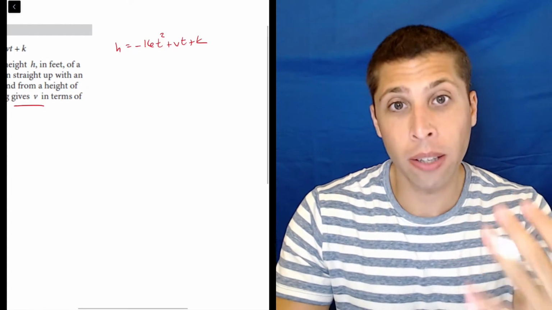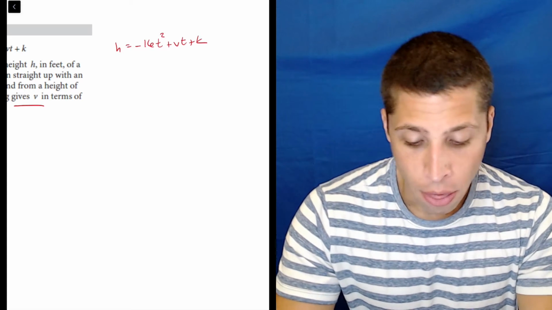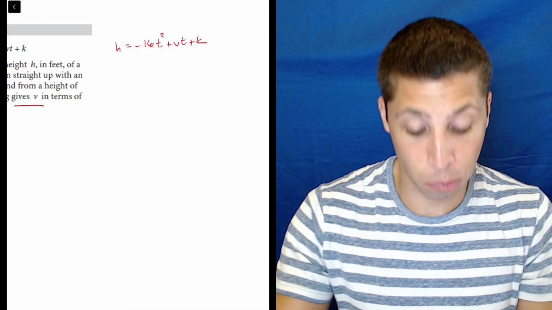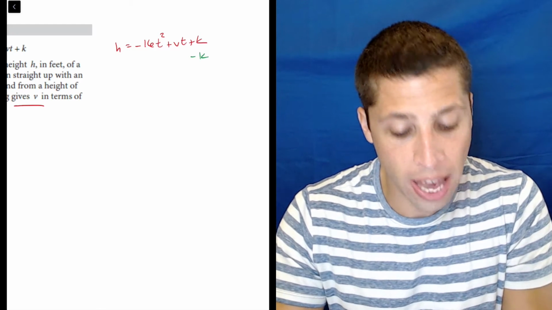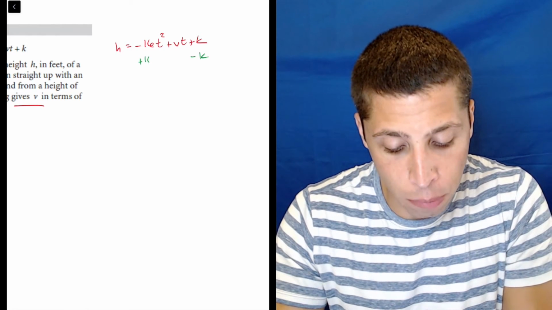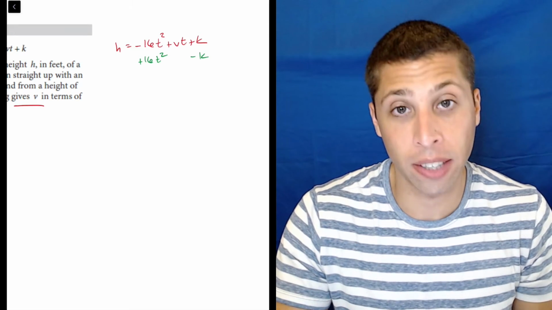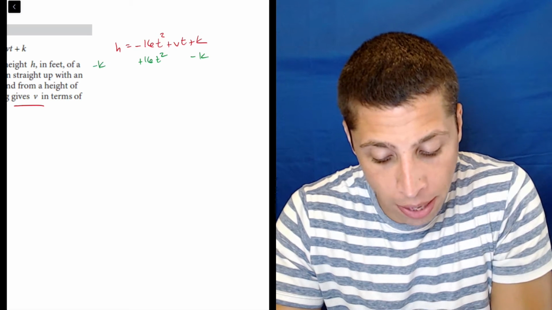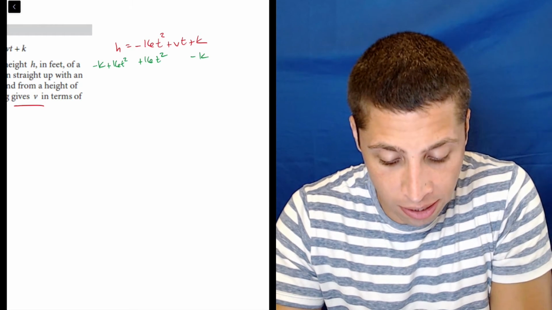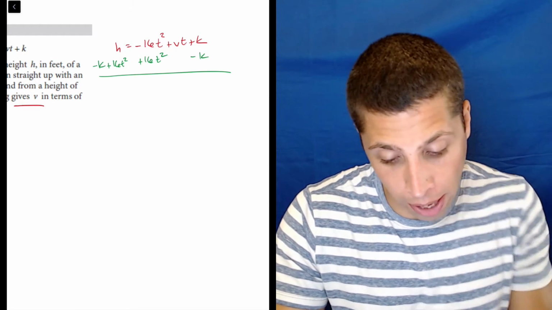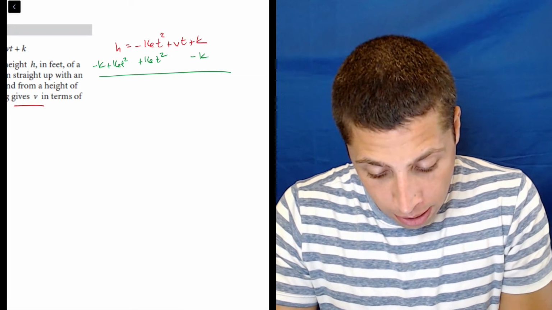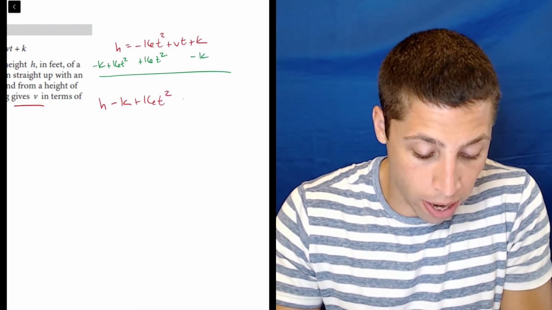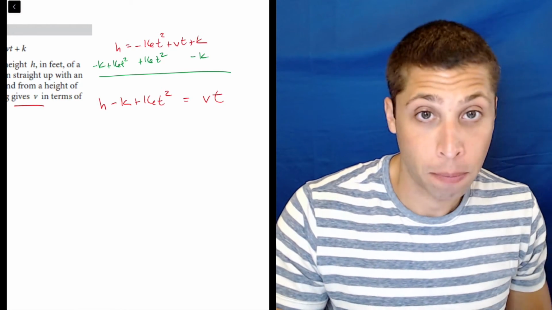So using the order of operations, the first thing that I would do is remove the other terms that are going to be added and subtracted from the v of t. So I'm going to move the k over and move the 16t squared over. And so that's going to involve addition, subtraction as kind of opposites here. So minus k plus 16t squared. So let's rewrite. Now we have h minus k plus 16t squared is equal to v times t.